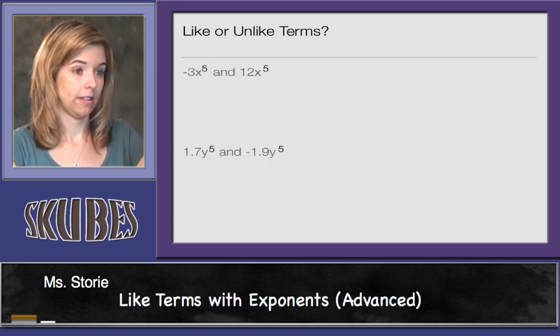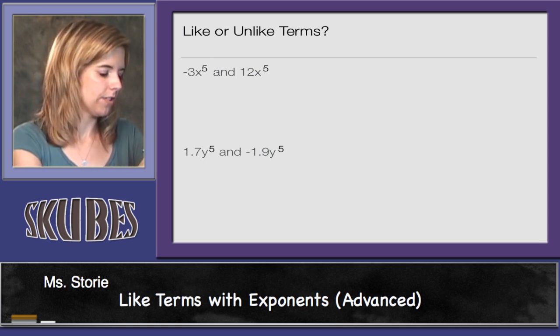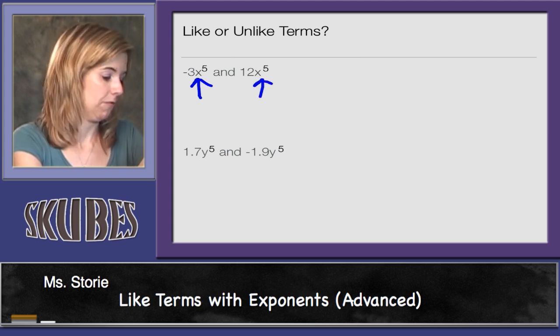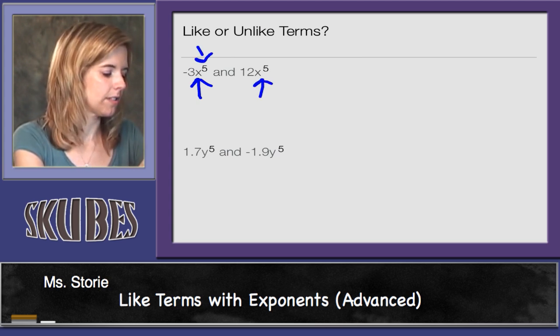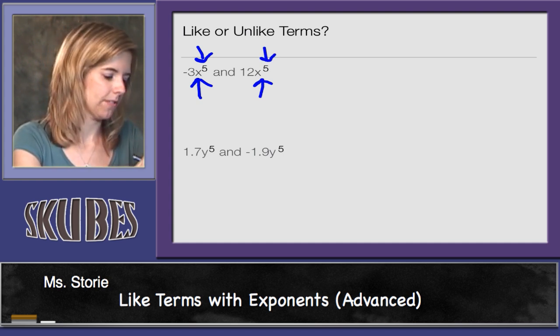Okay, let's take a look at these examples. We have negative 3x to the fifth and 12x to the fifth. First thing, check out your variable. They're both x's. So far, so good. Look at your exponents. You've got to the fifth and to the fifth. That means they are like terms.